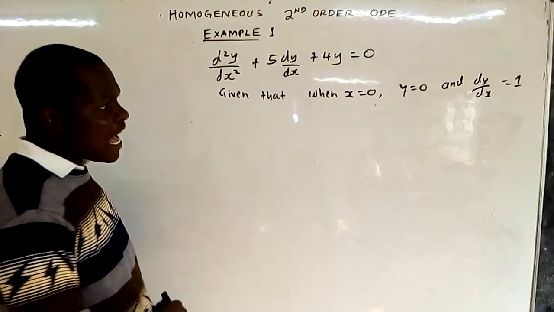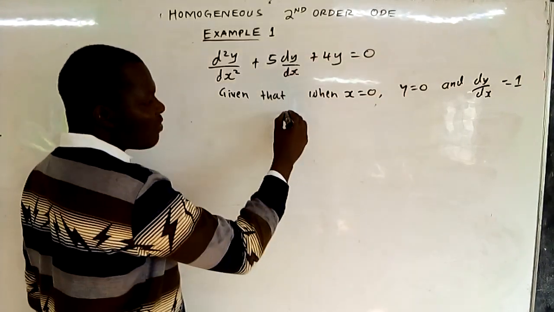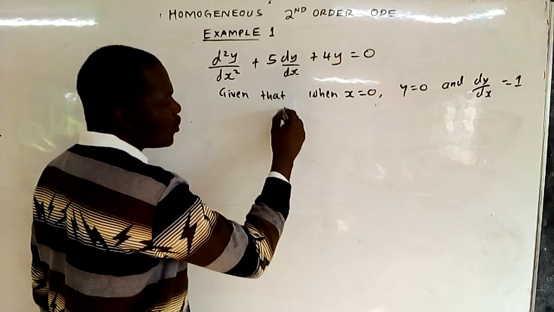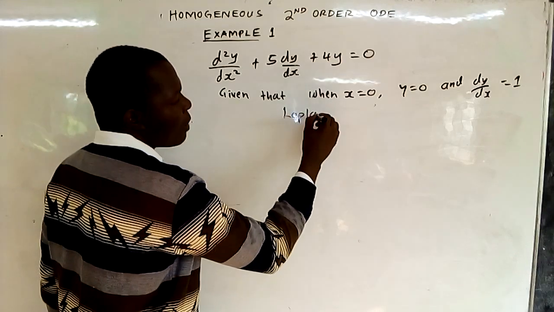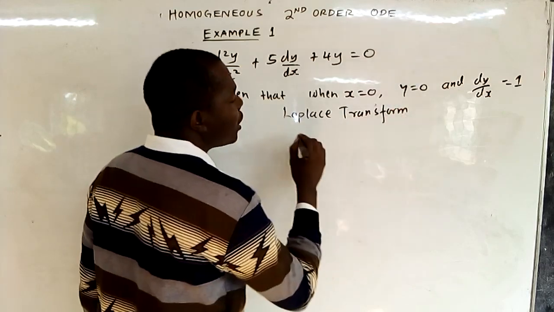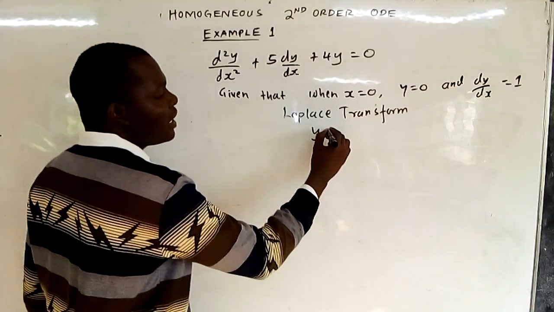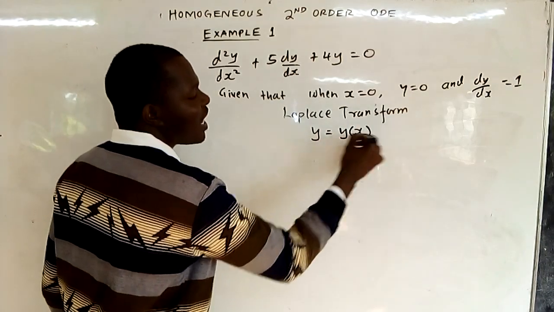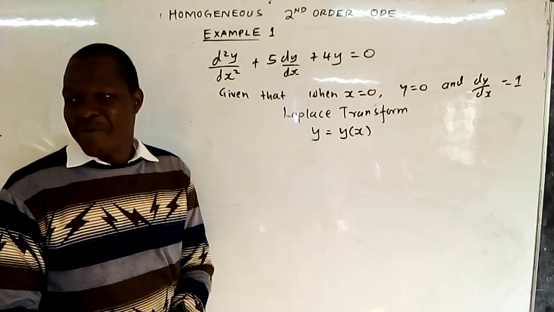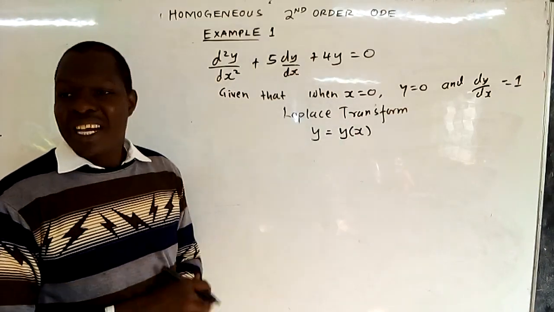Now what this implies, when they say when x is 0, y is 0, you know very well that we want to use Laplace transforms. So in Laplace transform, if you have y to be a function of x, then y of x is expressed in that manner, because we said a function can be denoted by any letter, isn't it? So this is y being a function of x.